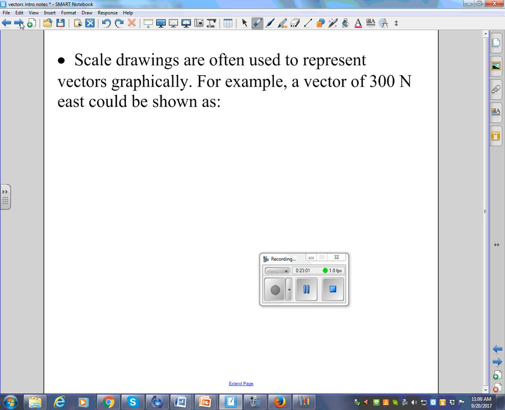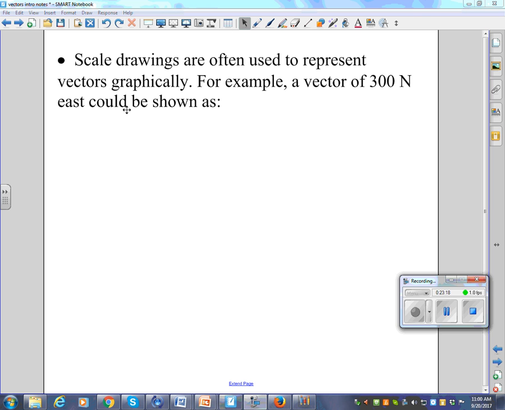I remember doing it. For example, a vector of 300 newtons east. How would I show 300 newtons east? Well, first of all, the arrow has to be pointing east. But how long do you make it? Now, I don't think I have anything here. I think I have to actually do it here. How do you make 300 newtons east?